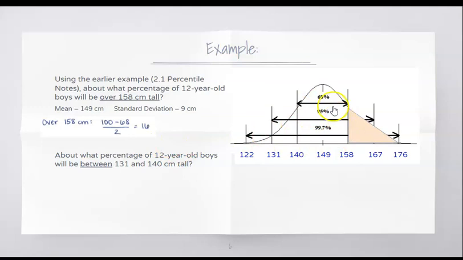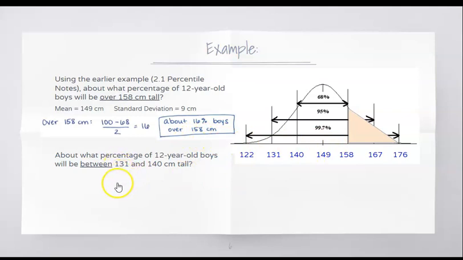Well, if I know that this portion right in here is 68%, if I subtract it from the 100% of the whole curve, that leaves me this section over here and this section to the left, that they're mirror images. But I only need one of them, so I would divide by 2. So mathematically, I'm doing 100 minus 68 divided by 2 gives me 16. So about 16% of the boys are over 158 centimeters.